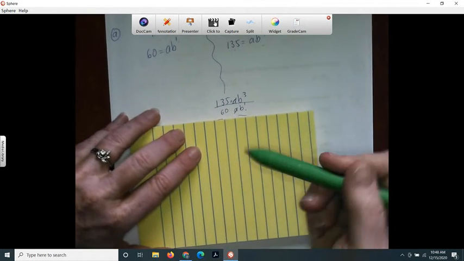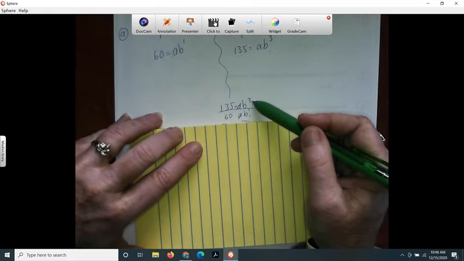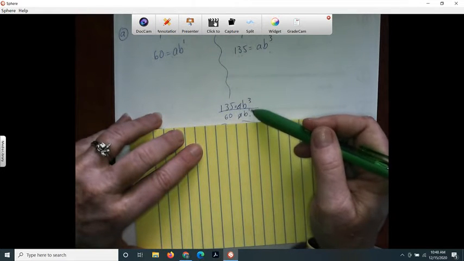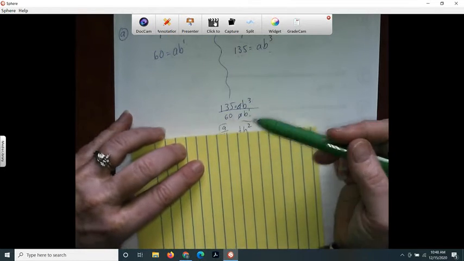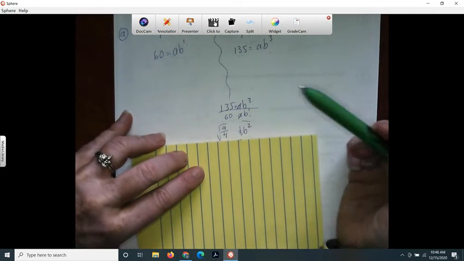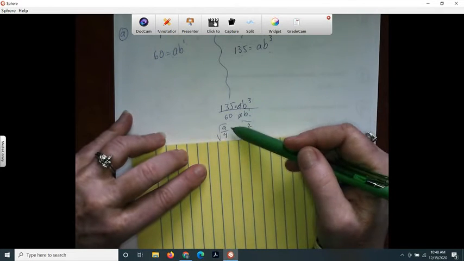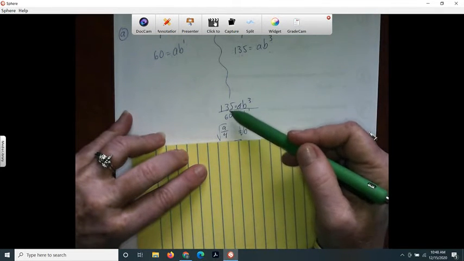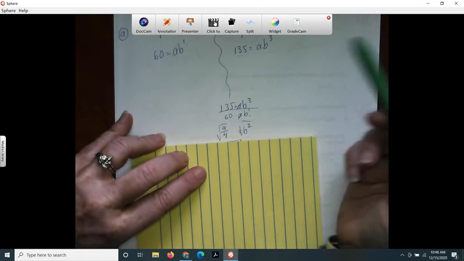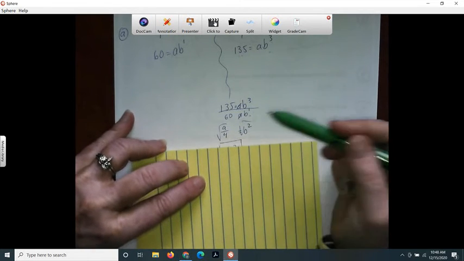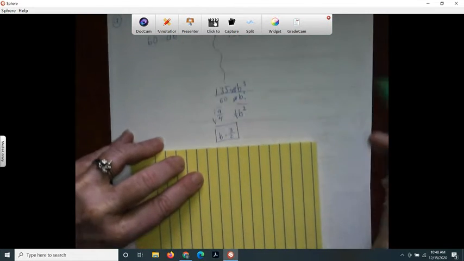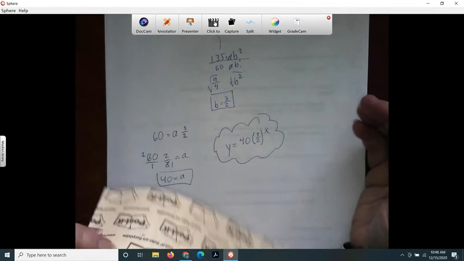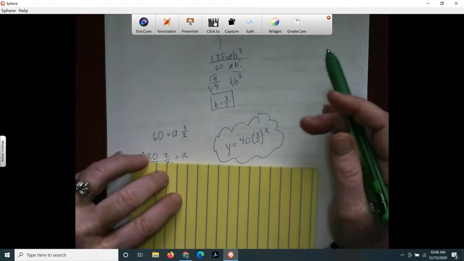Then b cubed divided by b to the 1 gives me b squared, because you can subtract the exponents: 3 minus 1 is 2. And then 135 divided by 60, I just put in my calculator, and it gave me this. This is b squared. I square rooted both sides, and I found that b was 3/2. So now we know what b is, and we can plug b in.